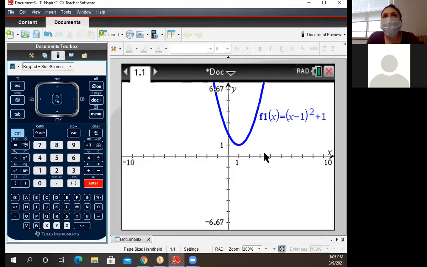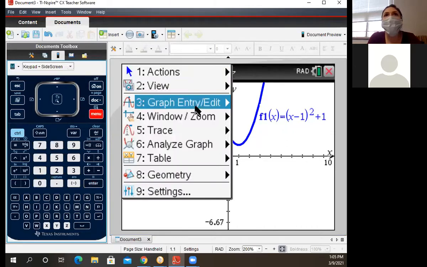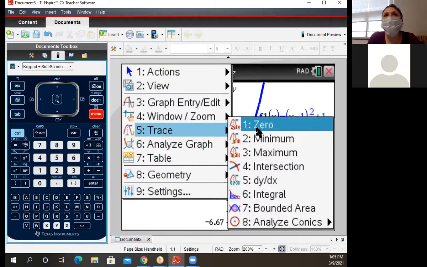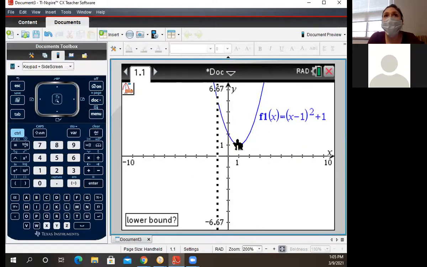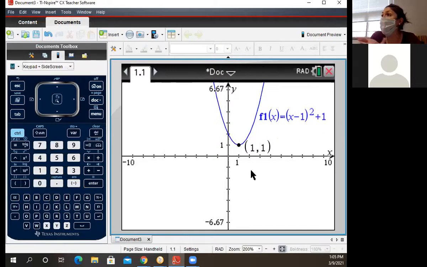If I want to find the vertex of this on my calculator, I don't have to guess. I can have my calculator find it for me. Our vertex is going to be this bottom value right here. So I'm going to go to menu, analyze graph, and have it find that minimum value for me. And it's (1, 1). That matches what we picked out of our function, (1, 1).